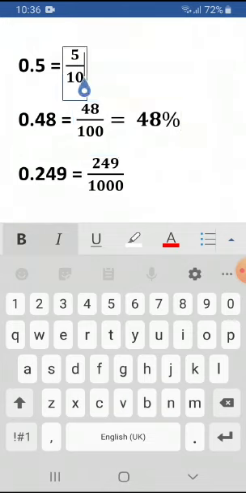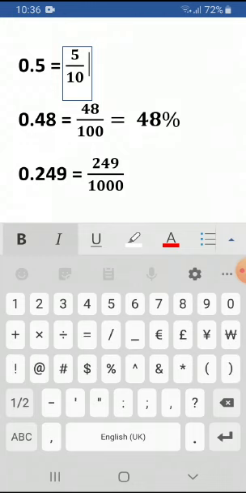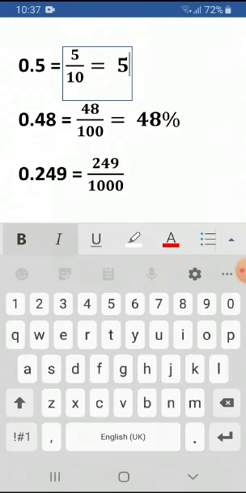In the first case, we have 5 over 10. You have to turn them into fractions which have the denominator 100. To turn 10 into 100, you just have to multiply by 10. Do the same thing with 5. So multiply both numerator and denominator by 10. As a fraction, it will be 50 over 100. So as a percentage, it will be 50%.